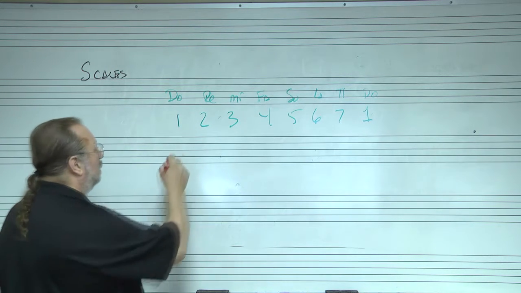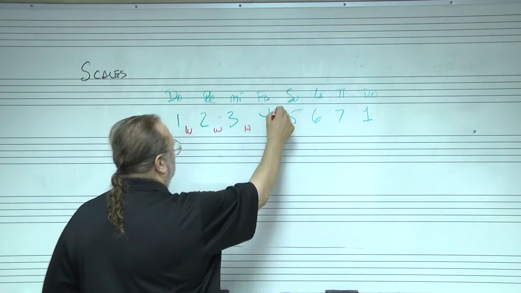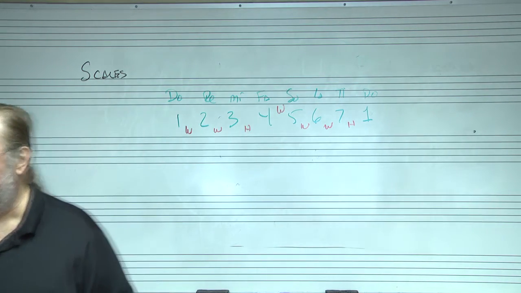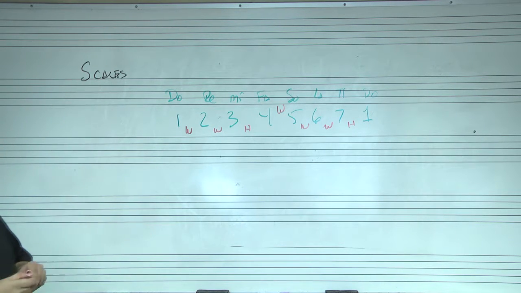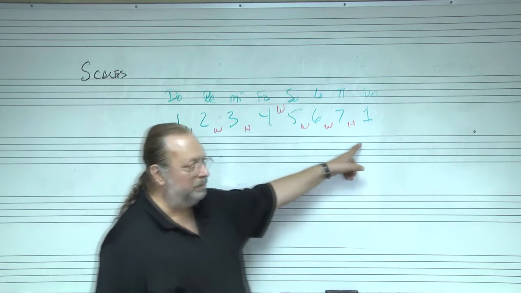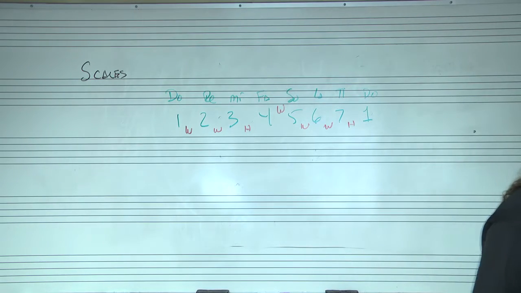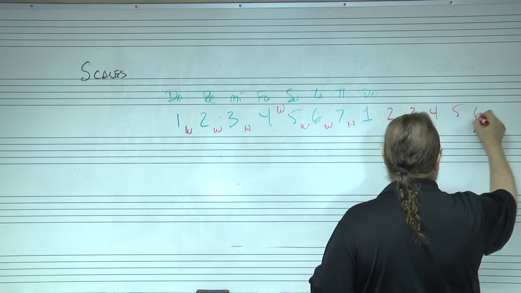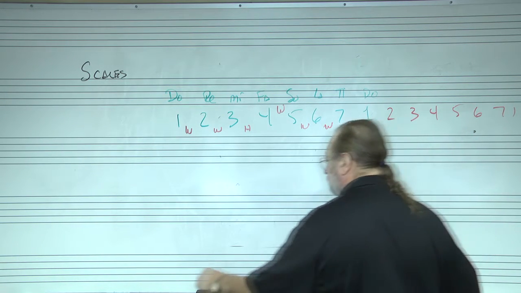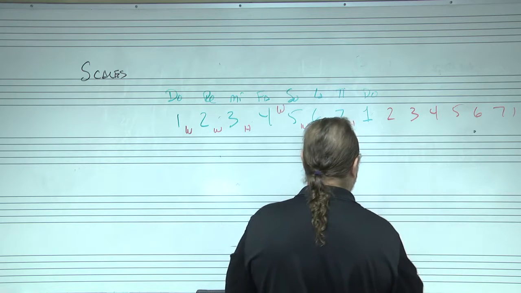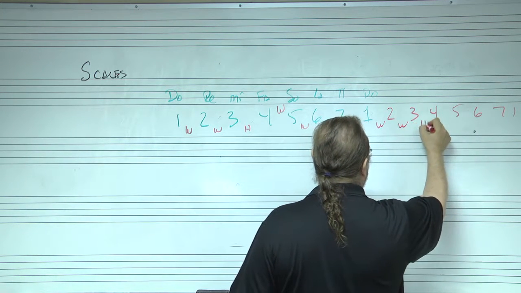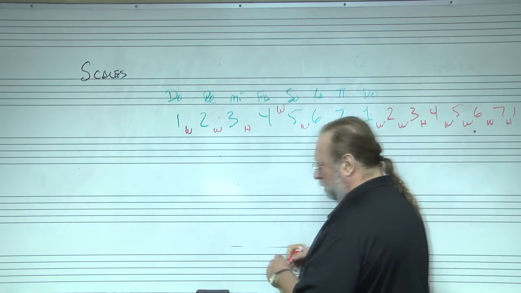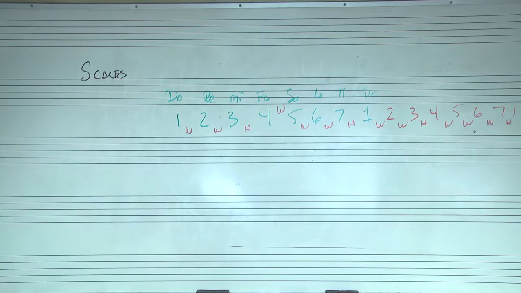The major scale: whole step, half step, whole step, whole step, whole step, half step. Everybody knows this, I assume. You know this? Okay. So, if we were to continue the major scale and keep going in the next octave over here, we would get this. That'd be a two octave major scale, right? Okay?